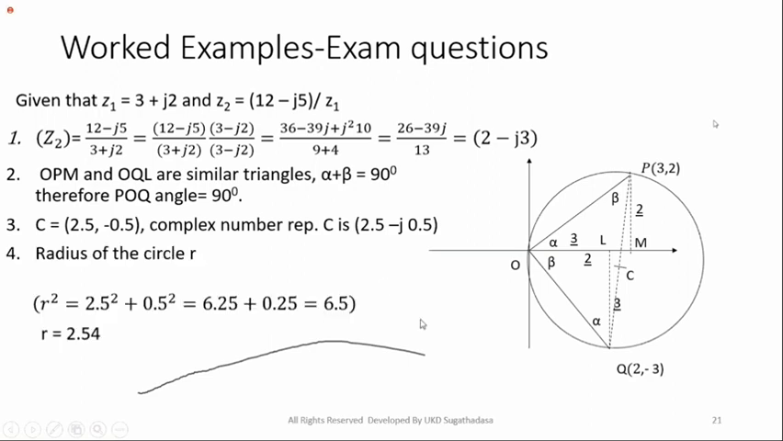Then easily you can calculate the radius of the circle using coordinate geometry again. When the 2 points are given, you can calculate the distance by considering OC. Now it is OC, right? OC is R, the radius of the circle. O is 0, 0. C is the particular point, 2.5, minus 0.5. This formula gives the distance OC, that is R, approximately 2.54.